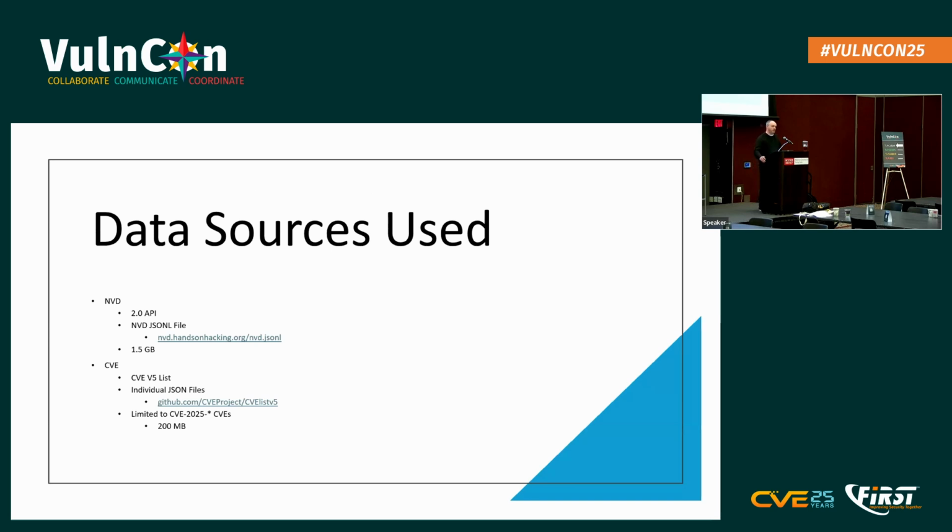So the data sources are pretty simple. We're going to use the NVD 2.0 API. For ease of use, I run a website called nvd.handsonhacking.org. It hosts one file, an nvd.jsonl file that has every CVE record in it, and it's updated every 4 hours or something. I just needed a place to do this without running it all the time.